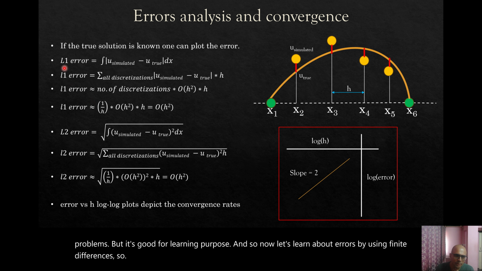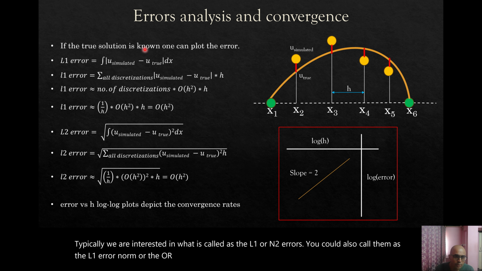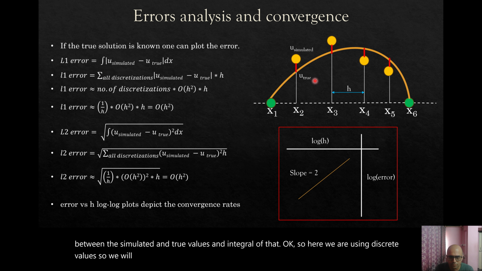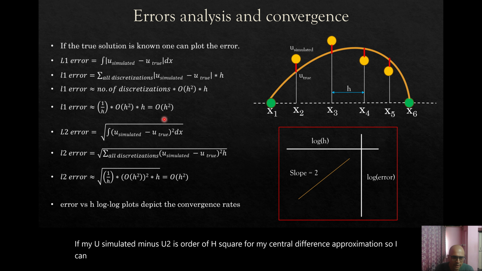Typically we are interested in what is called the L1 or L2 errors. You could also call them the L1 error norm or the L2 error norm. The L1 error is defined as the difference between the simulated and true values, and the integral of that. Here we are using discrete values, so we'll have to use the summation. If my u simulated minus u true is order of h square for my central difference approximation, I can just solve this and I would get order of h square.